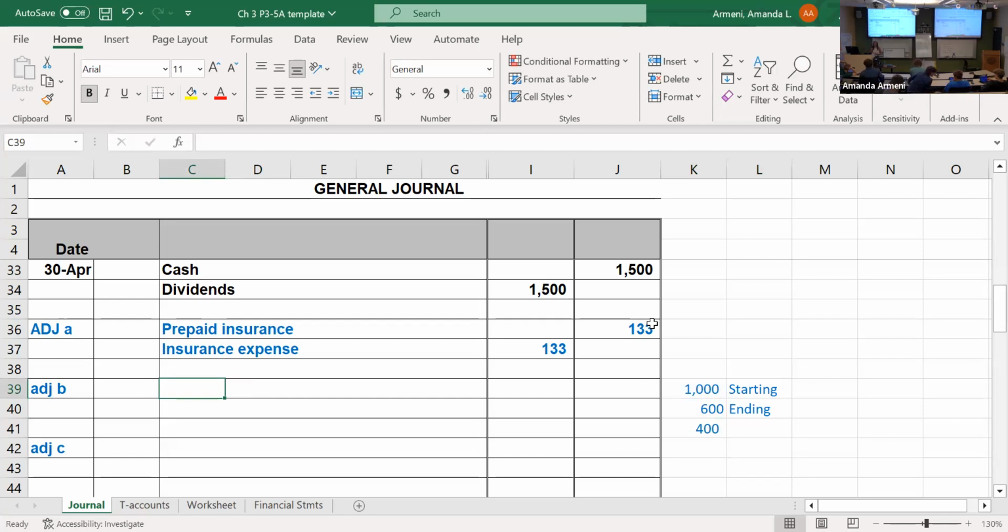A simple calculation like that I know you could probably just do in your head. If it's more complicated, where you have to maybe divide or multiply, then I want to see your methodology, yes. Okay, so now we know the amount. What are the account names we have to use for adjustment B?